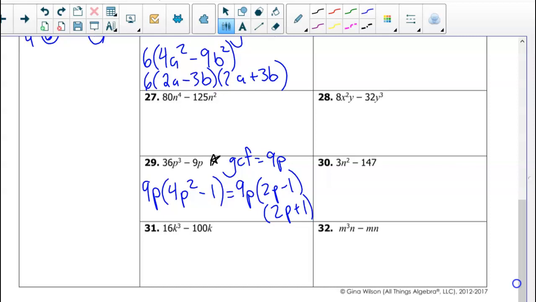You will now have time to practice factoring using DOS and GCF. There might be some mixture of those, so just be careful with those.